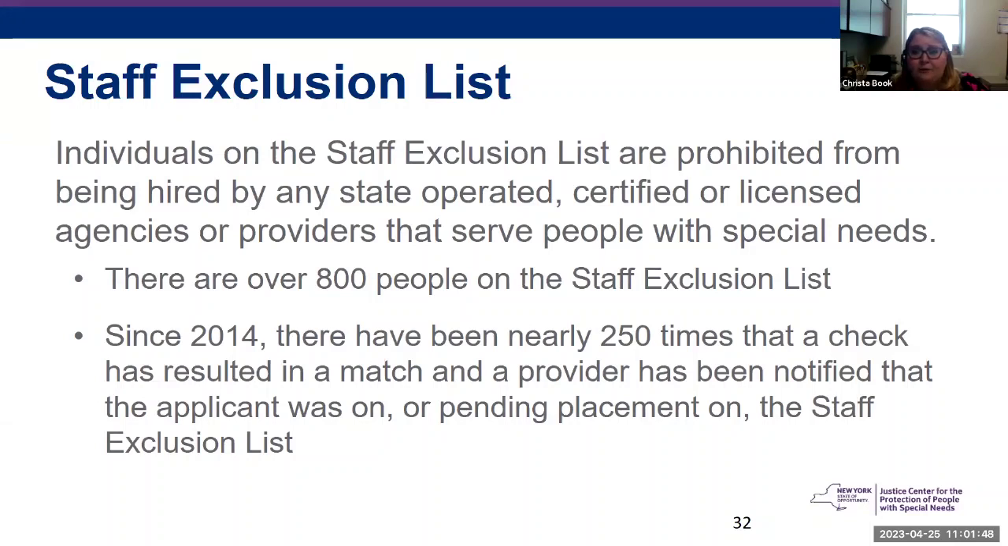To date, we have over 800 people on the staff exclusion list, and since 2014, there's been nearly 250 times that a check has resulted in a match and the provider has been notified that the applicant was on or pending placement on the staff exclusion list. So meaning someone received a Category 1 and maybe went to a different agency and didn't disclose that and was trying to be hired. That is some of the instances where it happens. And then that provider would be notified that in fact the person is on the staff exclusion list.